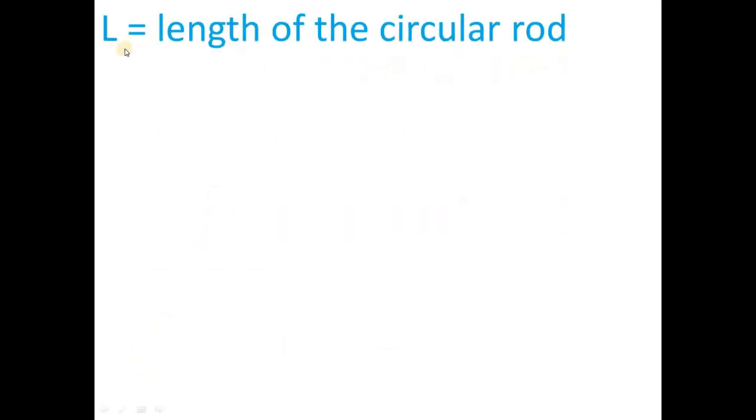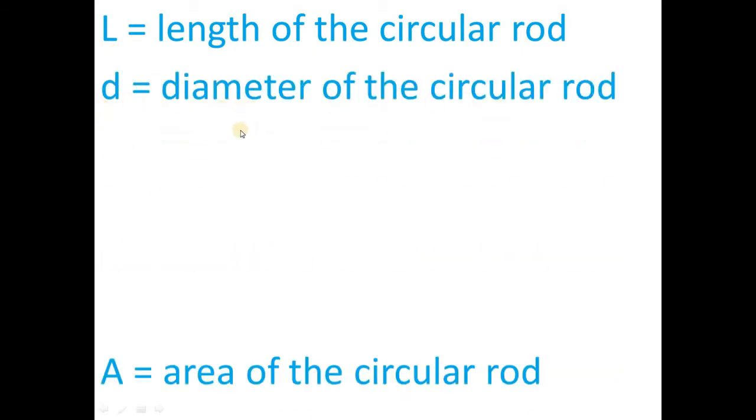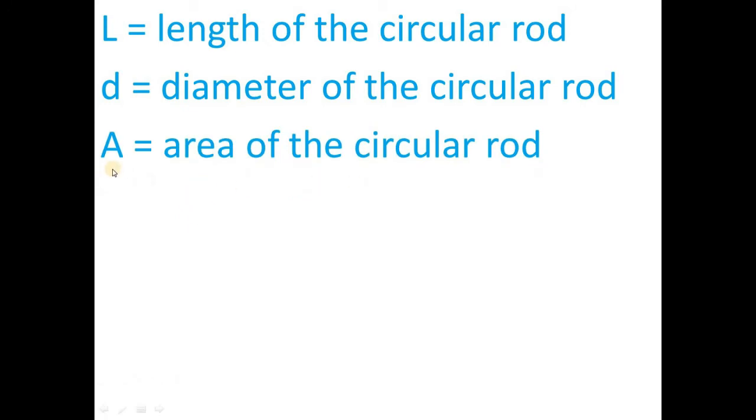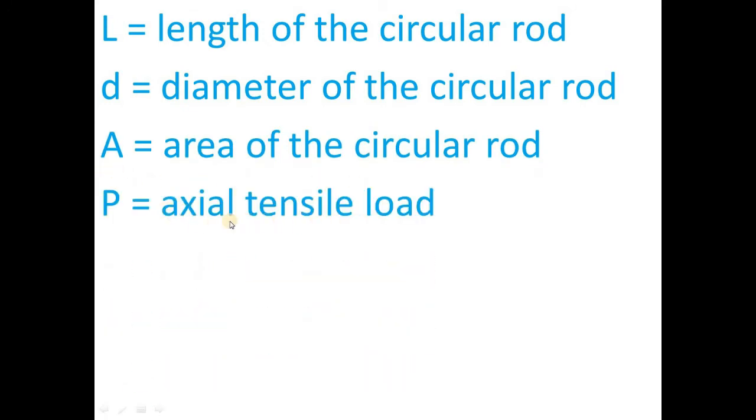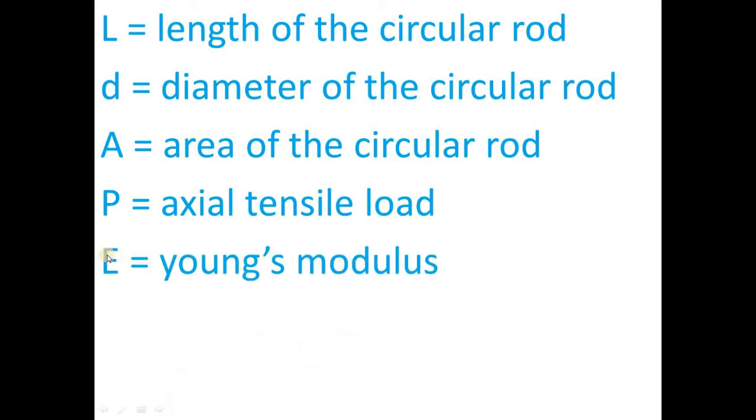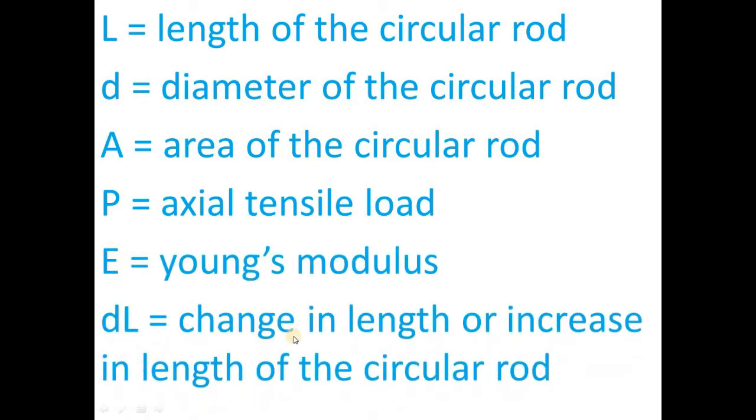Now I will list out the terms which will be used in this derivation. First, the length of the circular rod is L. Second, the diameter of the circular rod is D. Third, the area of the circular rod is A. Fourth, the axial tensile load applied on the circular rod on both ends is P. Fifth, the Young's modulus of the circular rod is E. Sixth, the change in length or increase in length on both the ends of the circular rod is taken as dl. So these are the terms which will be used in this derivation.